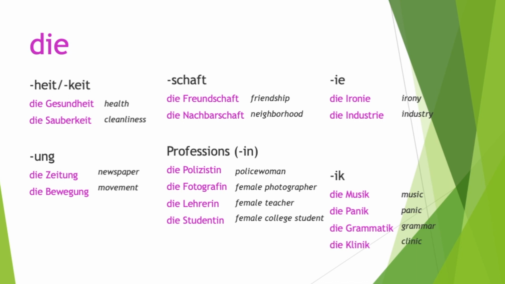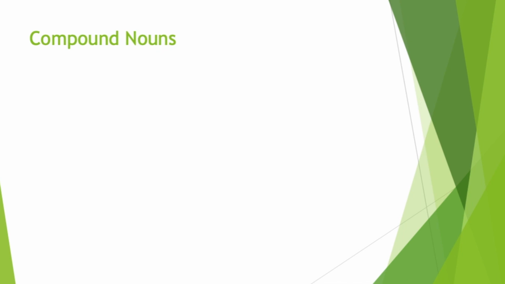Die Klinik, clinic. Now let's do compound nouns. You may have noticed that German speakers love to form long words. In grammar terms, a word that is made up of more than one noun is called a compound noun. Basically, you can just form any word by adding two nouns together to make a new one. Let's say you want to say the music industry. You can already say that with the words we just learned in all the examples. Die Musik, okay. Then die Industrie. And now you just put them together. One word, die Musikindustrie.